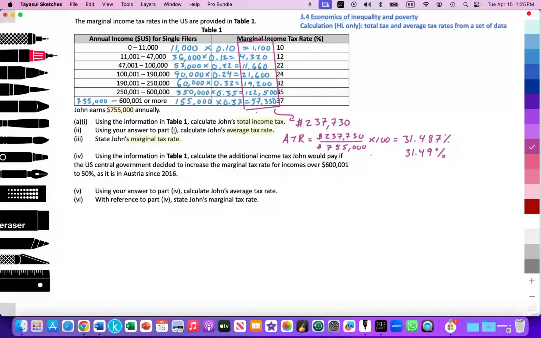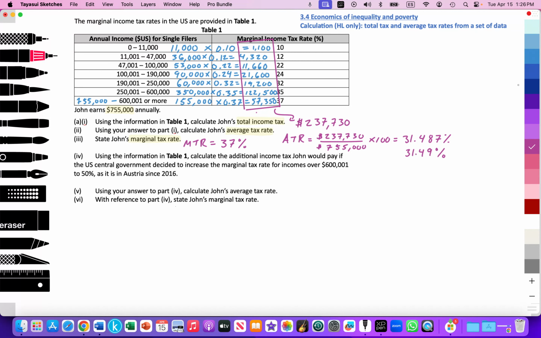His average tax rate, 31.49. And the marginal tax rate, just stated, what's their highest tax bracket? That's going to be equal to 37%. 37% is their highest marginal tax bracket. Okay, so we've done A1, A2, A3. Fantastic.